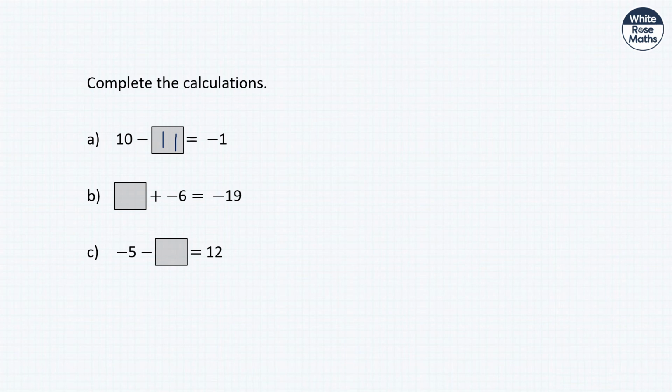Okay, this next one, a bit trickier. So something add minus 6 is minus 19. Or something subtract 6 is equal to minus 19. So if I do minus 19 plus 6, is equal to minus 13.